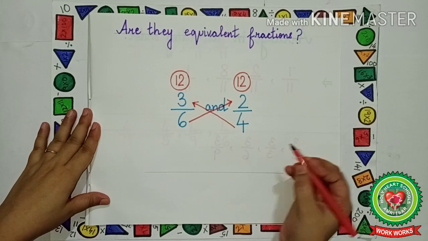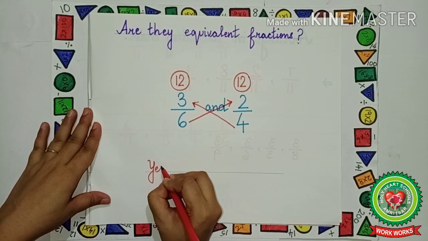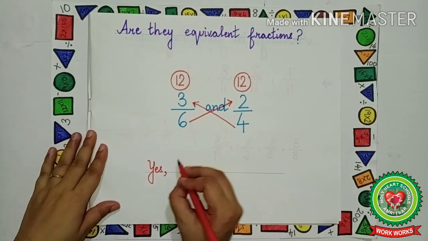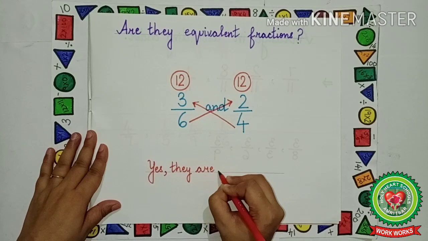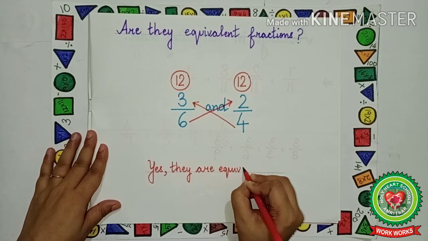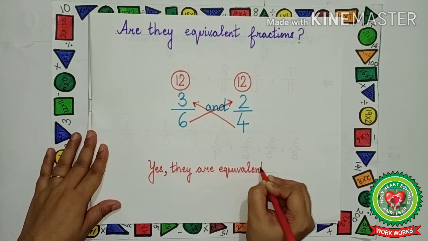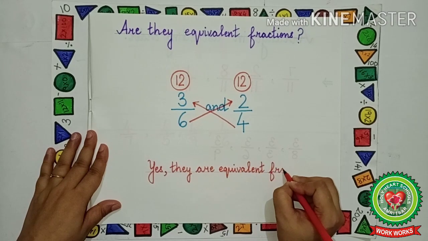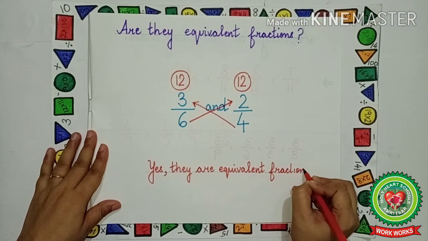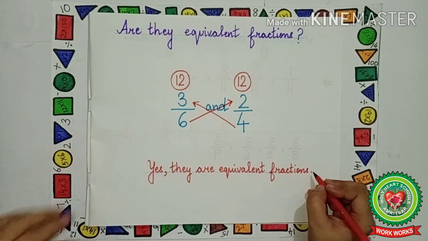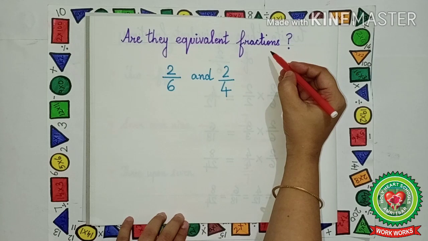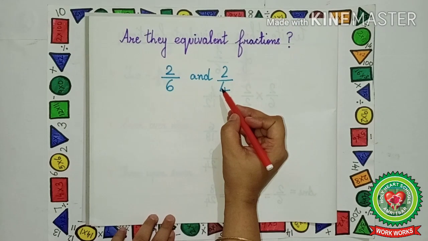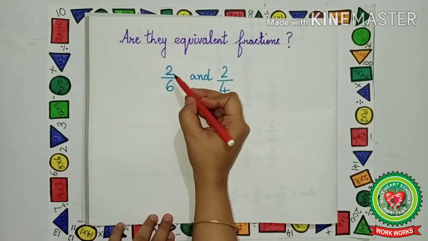So we will write at the down, yes, they are equivalent fractions. Let us take one more example. Are they equivalent fractions? Again, we have to see whether these two fractions are equivalent or not. For that, again, what will we do? We will cross multiply the numbers.